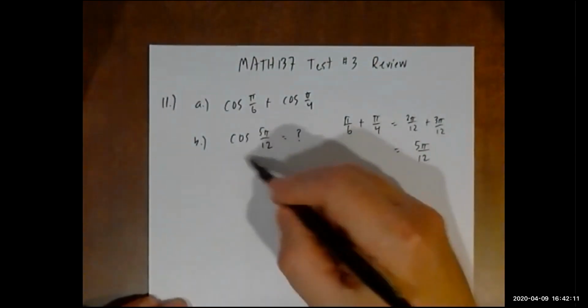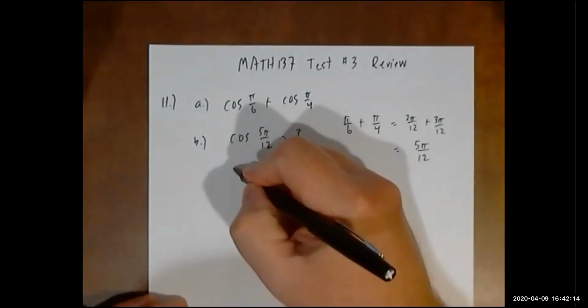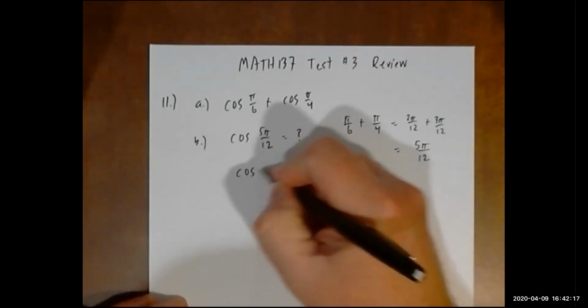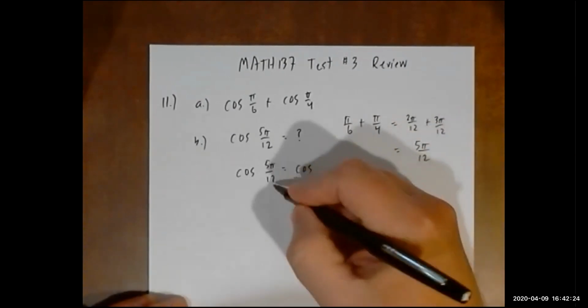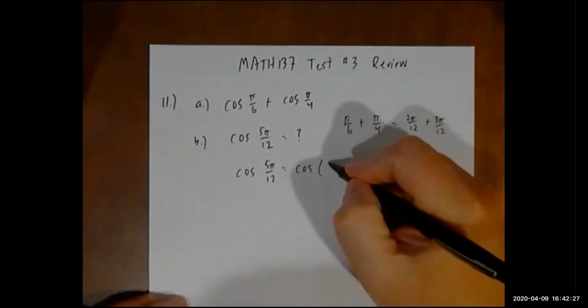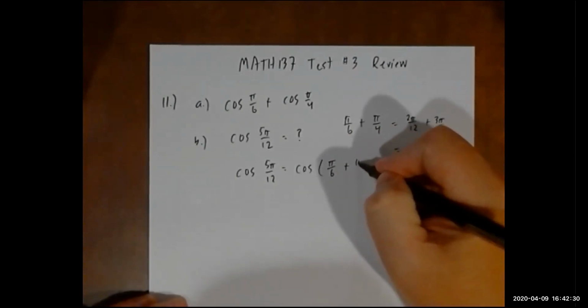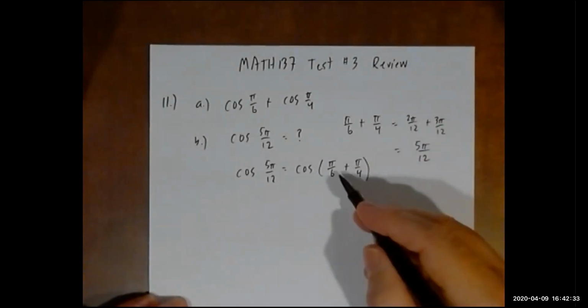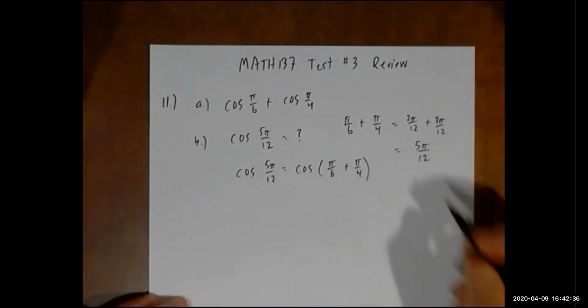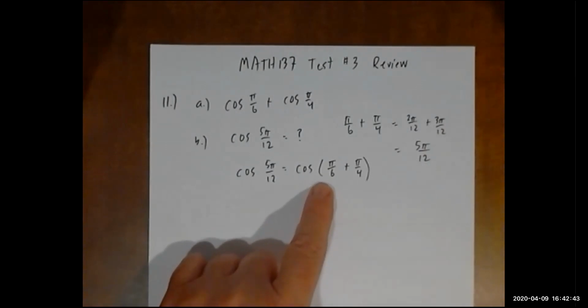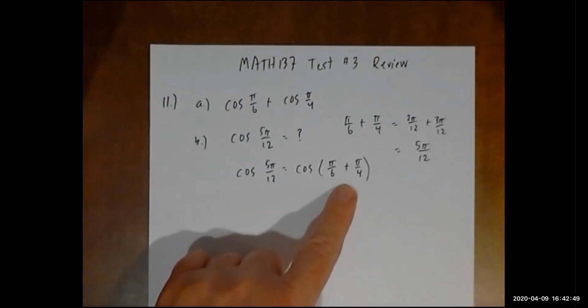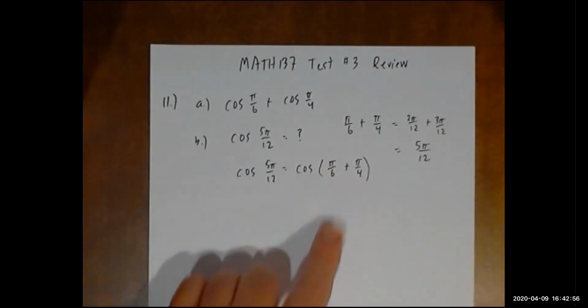So what you realize is, if we're asked to solve this problem, cosine of 5 pi over 12, we can actually rewrite this problem. Instead, I can call it the cosine of pi over 6 plus pi over 4, because these two, when we add them together, equal 5 pi over 12. And then we have a formula for this. This is section 5.3. This is what we call one of the sum formulas, where the cosine, when you add two angles together.